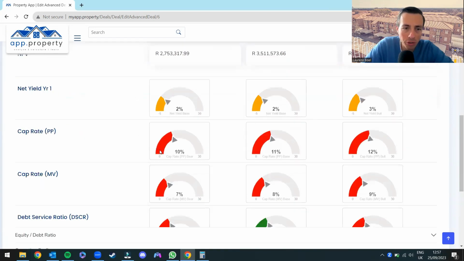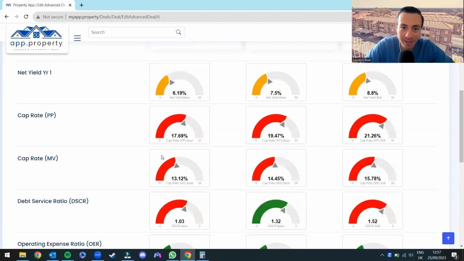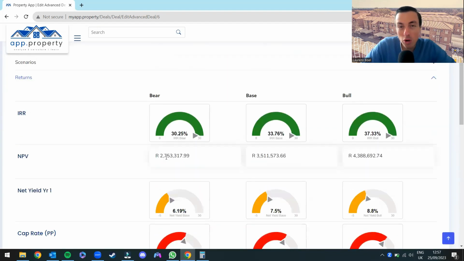Then the next tab is called returns. This is where we start to see some of the dials of whether this is a good deal or not. The most important one, in my opinion, is the first one, IRR, internal rate of return. That is telling you the rate of return that you could expect from this deal over the longevity of holding this deal. So in this case, it's 33.76%, which is phenomenal. Your NPV, your net present value, is the growth in your wealth or your equity based on the purchase in today's terms. So 3.5. These two indicators, the IRR and the NPV, are what I use mostly when deciding whether I want to proceed with the deal or not.